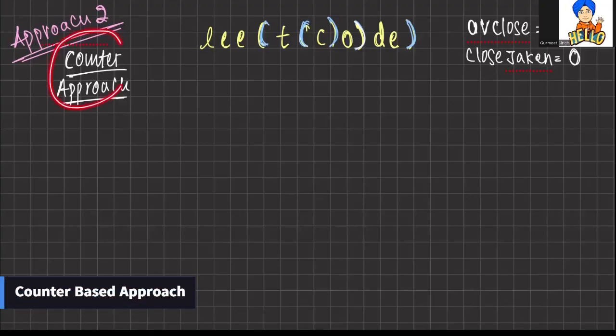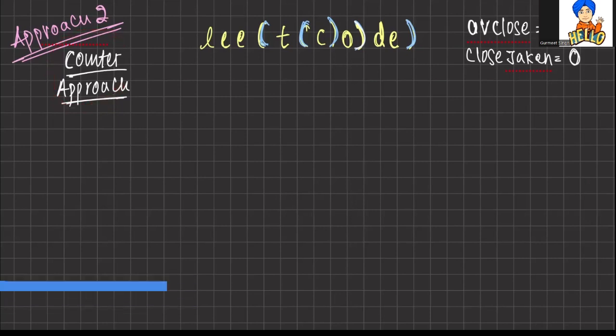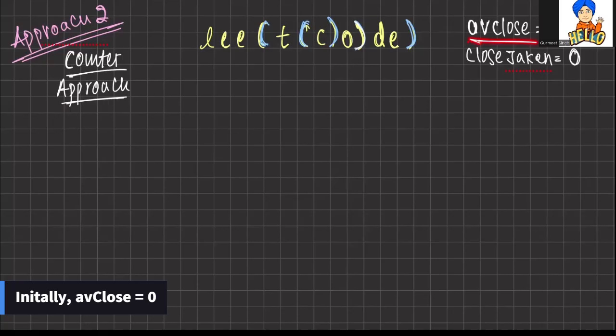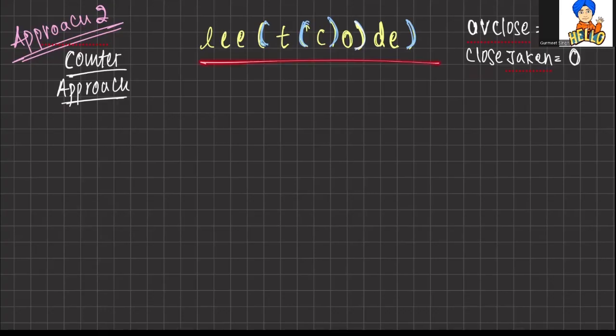So this is a counter-based approach, and you will understand how it is counter-based. In this approach, we are going to maintain two variables. We are not going to use the stack. We will understand how we can solve this question in O(1) space only. So let's take this string and understand. You will get the intuition later on, how this is helping us.